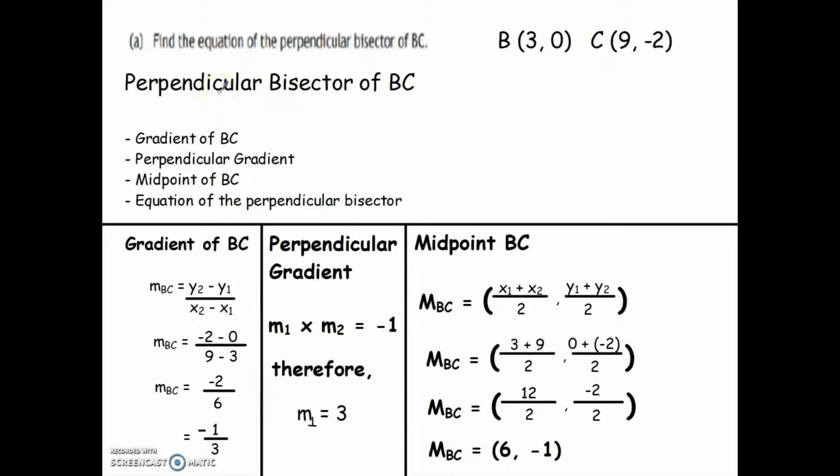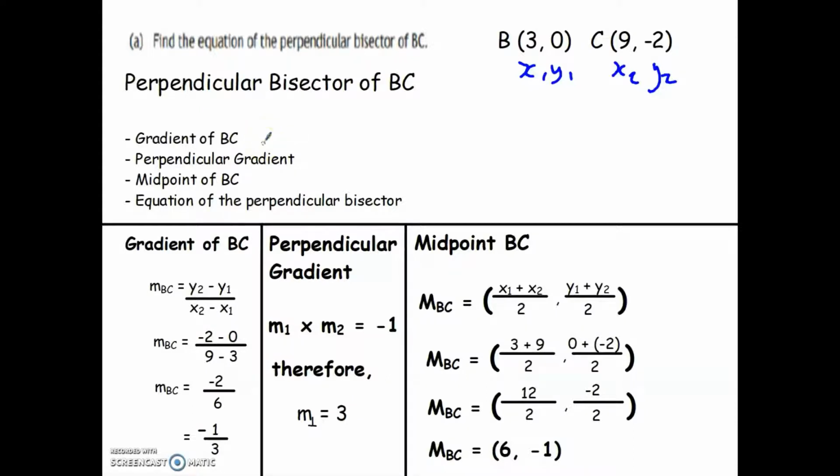So, perpendicular bisector of BC. We've got the point B, 3, 0, and C, 9, minus 2. The first thing I would do is label them x1, y1, x2, y2, because that's going to be useful for you going forward. You find the gradient of BC first using your normal formula: y2 subtract y1 over x2 subtract x1. In this example, the gradient of BC is negative 2 subtract 0 over 9 subtract 3. That equals negative 2 over 6, which equals negative 1 over 3. And that's you completed the first section on the gradient of BC.